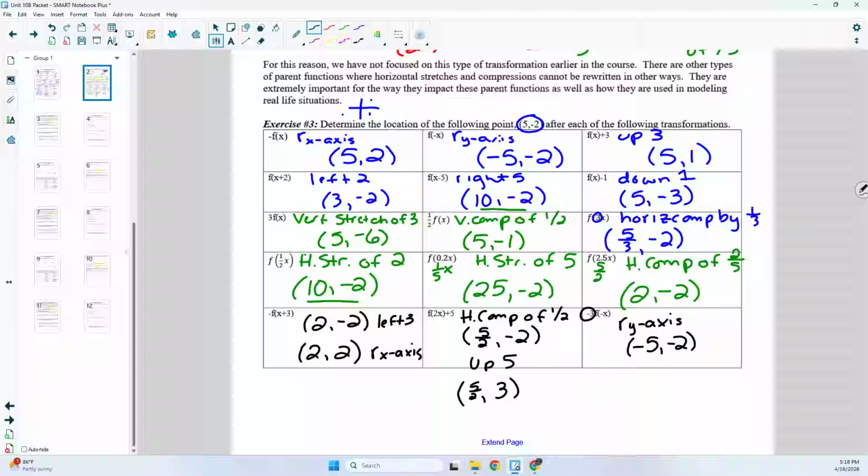I can do both of these at the same time, but technically they're a reflection in the x-axis and a vertical stretch of 3. In essence, I'm negating my y value, and then I'm multiplying it by 3. So negate becomes 2, multiply by 3 becomes 6.